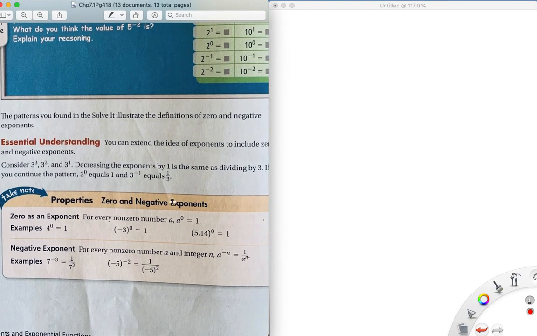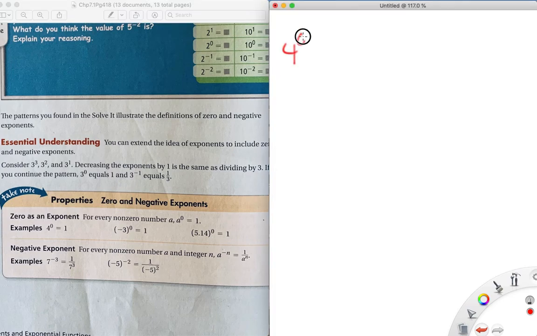and negative exponents. And the first thing that we talked about was that any number that is a non-zero number, meaning any number that is not zero. So in the case of this, 4 raised to the 0 or negative 3 raised to the 0, any number raised to the 0 power is 1. Any number raised to the 0 power is 1, except for 0. We talked about why that is. So 7.4 raised to the 0 power is also 1.